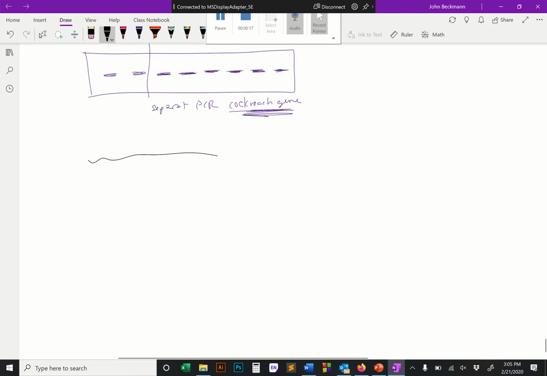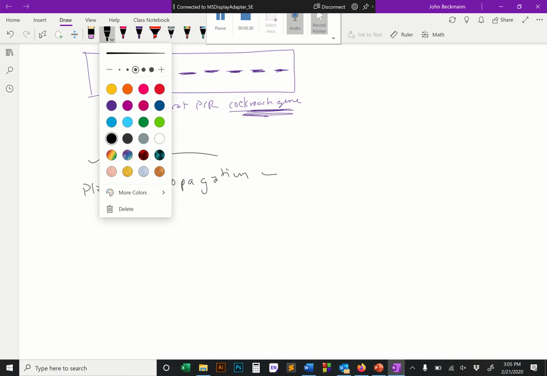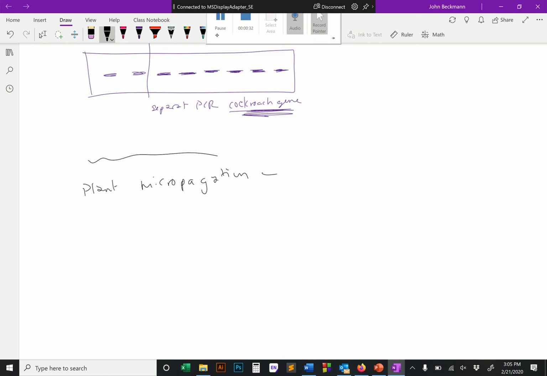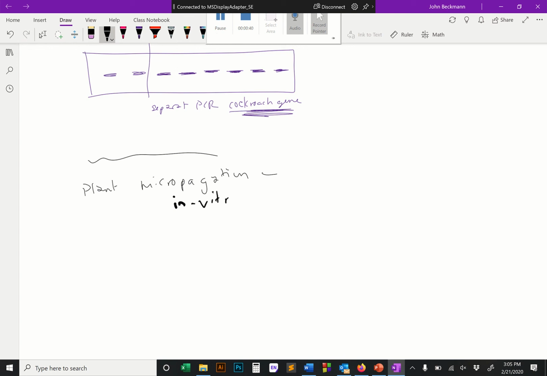Okay, so today we're going to talk about plant micropropagation. So what do you guys think that is? Well, it's like the in vitro for plants, essentially. Yeah, exactly. This is like in vitro. In vitro means like in the test tube. In vitro culture of plant tissue. And you can use this to generate essentially clones from plants, okay?